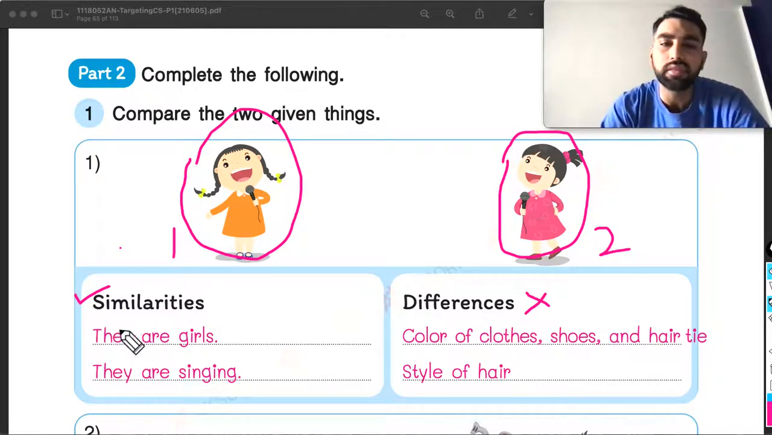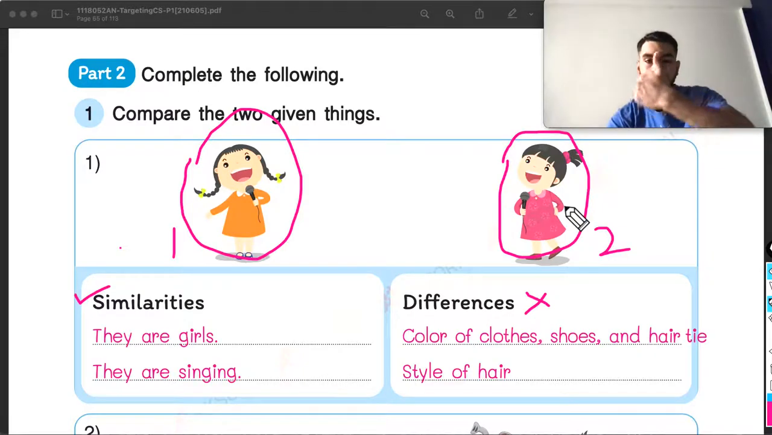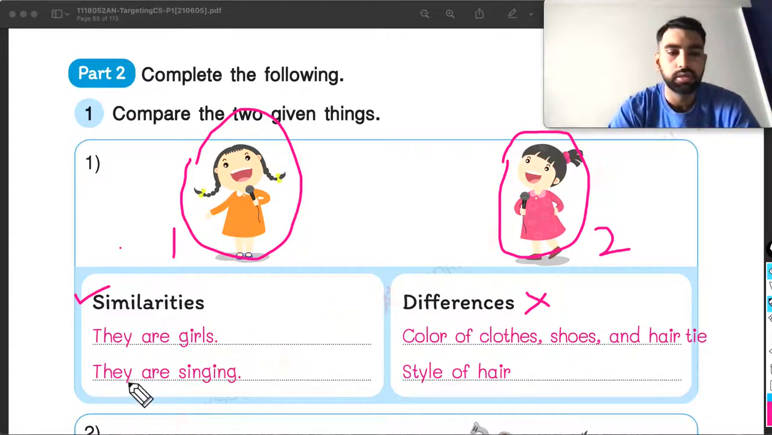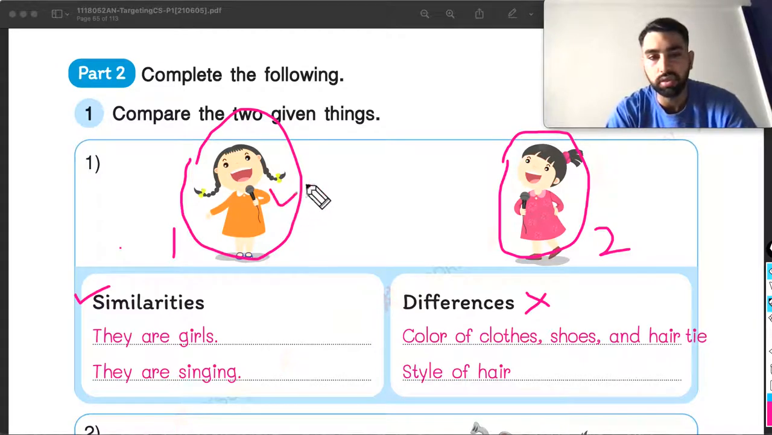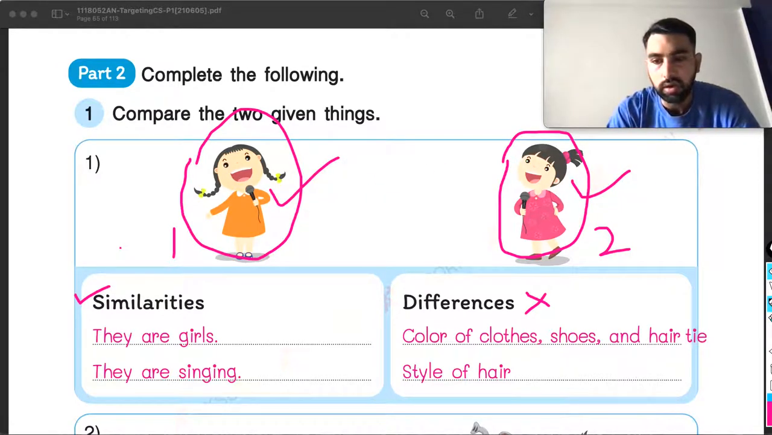So what is the same? This is a girl, and this is a girl as well, so they are the same. What else is the same? They are singing. She's singing a song, and she's also singing a song, so this is the same.